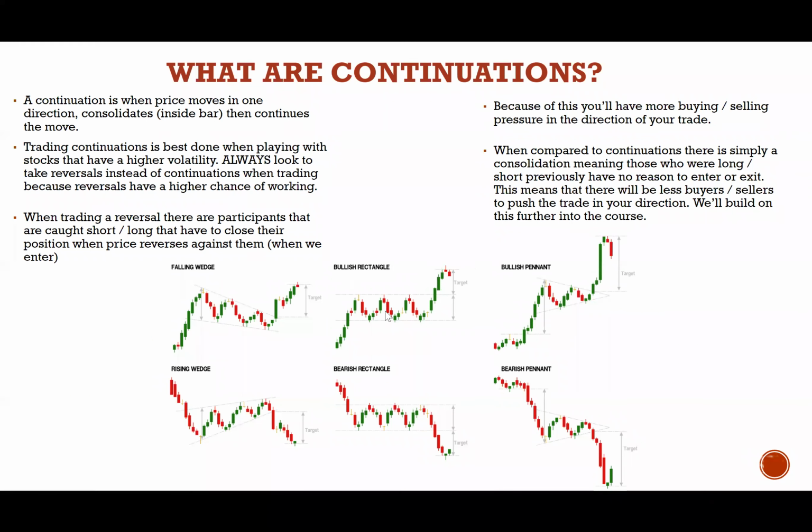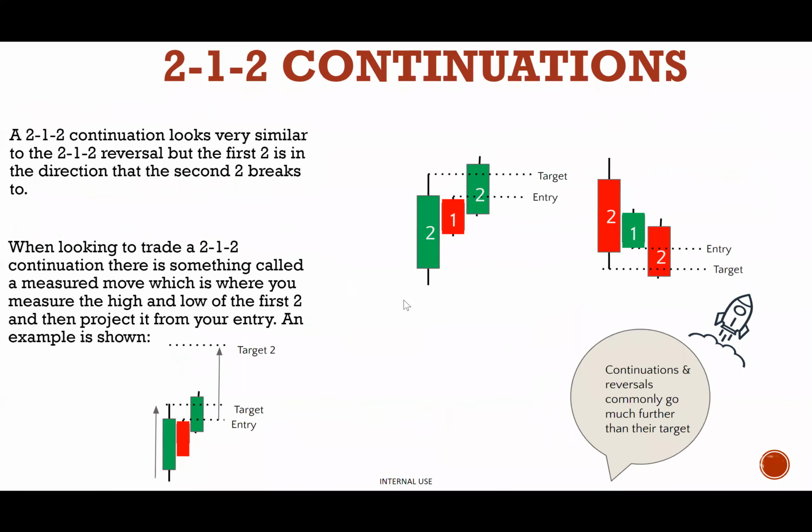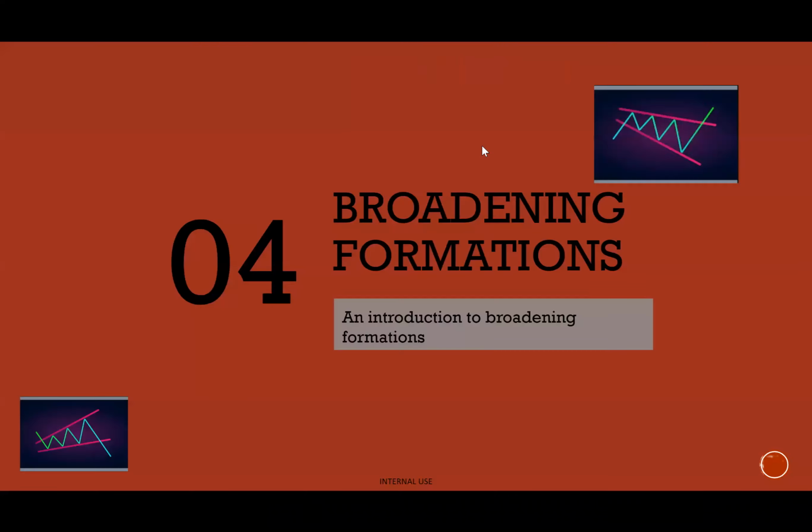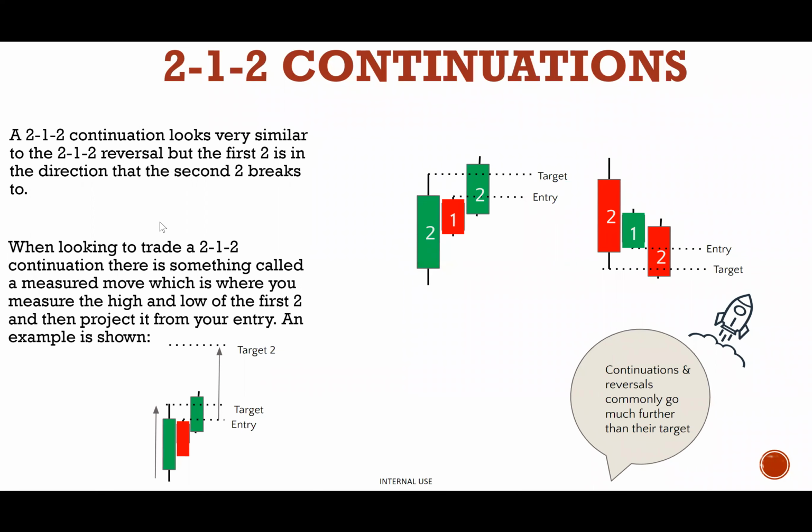Falling wedge. Okay, so these are continuation patterns. All of these are bullish continuation patterns. Like a falling wedge is a bullish continuation because it's basically a bull flag. A bullish rectangle is also a bull flag. They're all bull flags or bull pennants, right? So these are continuation patterns. And then that was the falling wedge, rising wedge. All of these are going to be bearish continuation patterns, the inverse of the bullish pattern that we're seeing, right? So 2-1-2 continuations. All right, cool. 2-1-2 continuations.